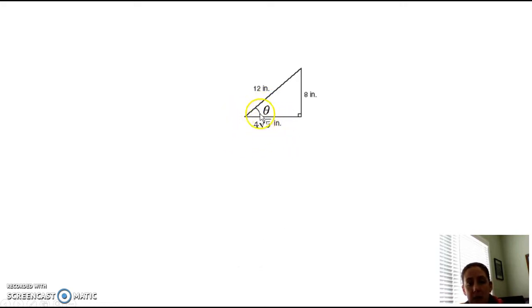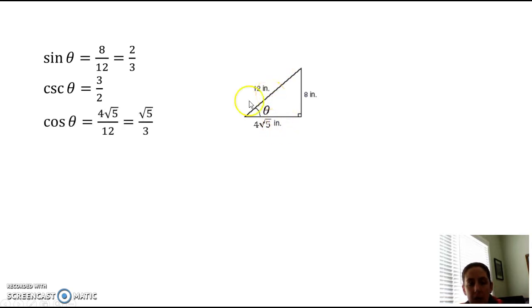So for theta, we can do the sine, which is opposite over hypotenuse, 8 over 12, which reduces to 2 over 3. Once you have the sine, it's pretty simple to get the cosecant, just take the reciprocal. Now we can find the cosine, adjacent over hypotenuse. That 4 root 5 over 12 will reduce to square root of 5 over 3. To find the secant, we'll just take the reciprocal of that, 3 over root 5.